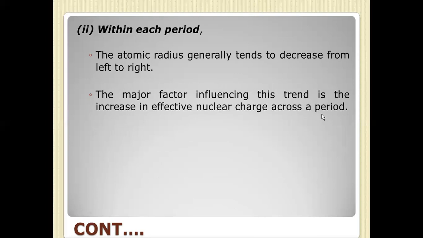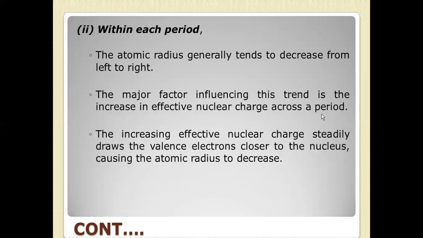As we move from left to right, the nuclear charge also increases. Therefore, what is happening? The increasing effective nuclear charge steadily draws the valence electrons closer to the nucleus, causing the atomic radius to decrease. Simply, you can say it using this notation, right?